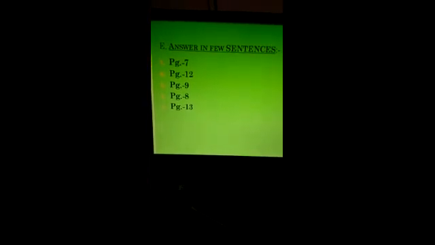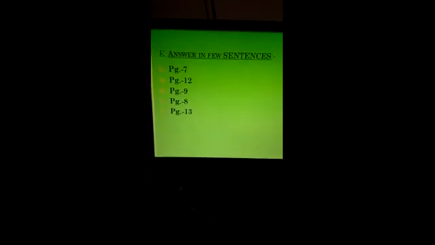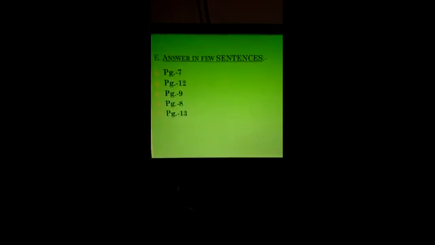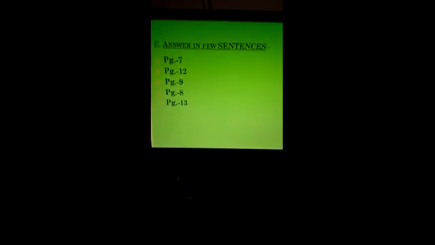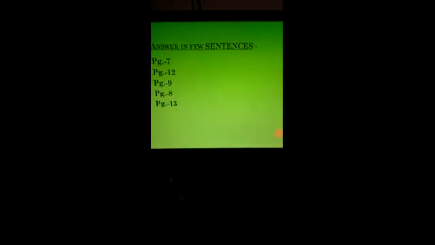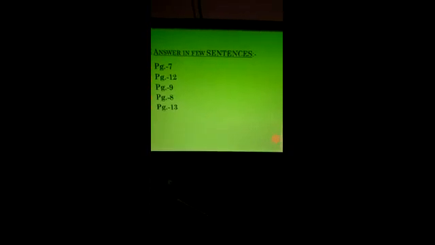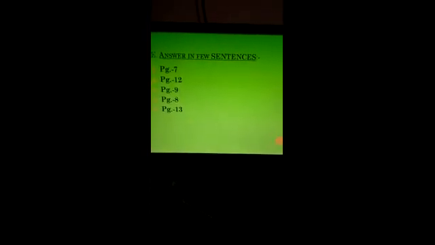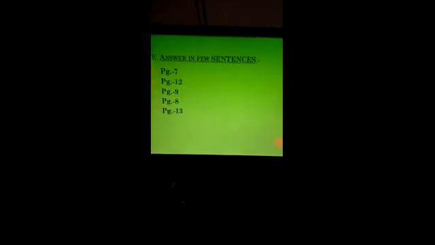Now answer in few sentences. The first question is, what do you mean by nutrition? Move to page number 7. Left hand side, second paragraph. The process of intake of food by an organism and its utilization by the body is called nutrition.